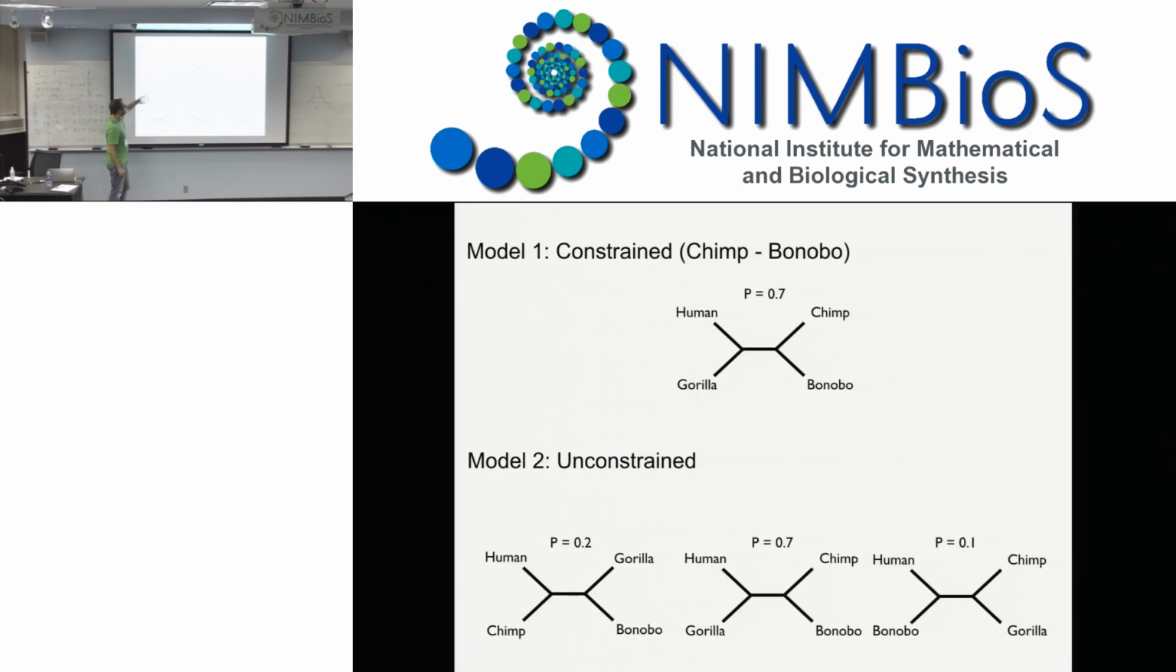So again, a different example is here. If we have just this topology, our first model would say we have a constraint topology, that the chimps and bonobos are constrained.